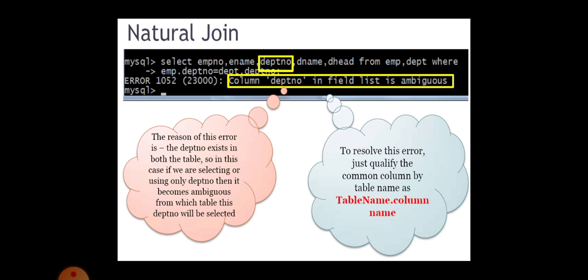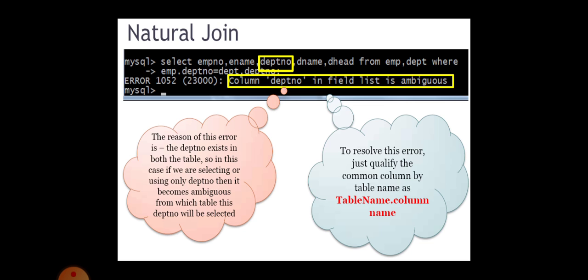The reason for this error is that the department number exists in both of the tables. So in this case, if we are selecting or using only department number, then it becomes ambiguous. From which table will this department number be selected, because department number is available in both tables, that is employee and department? So the compiler gets confused about which table it has to be selected from.